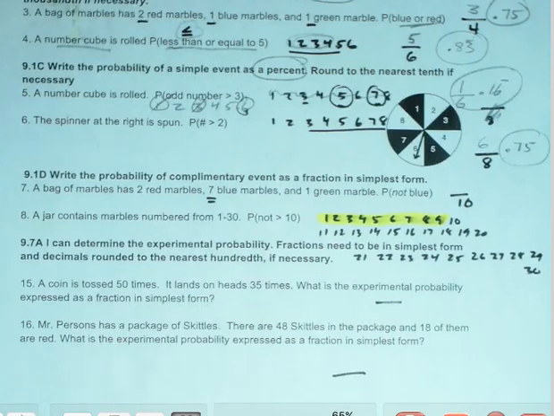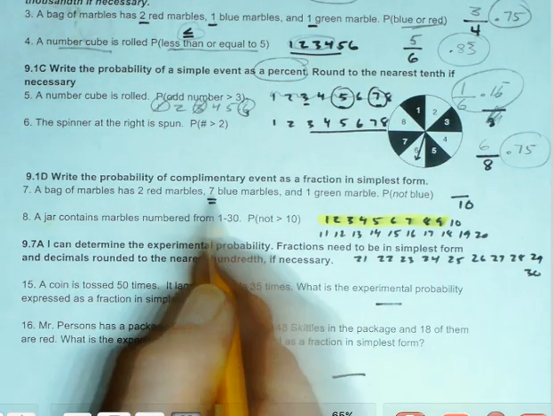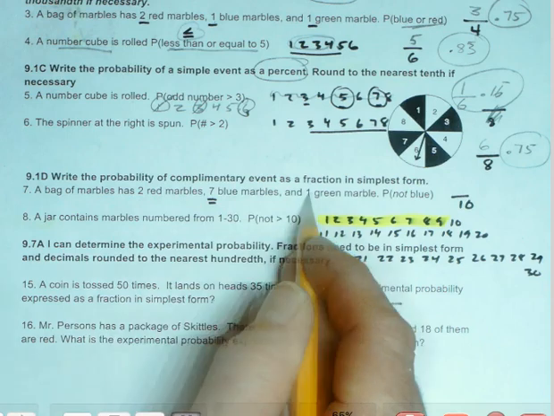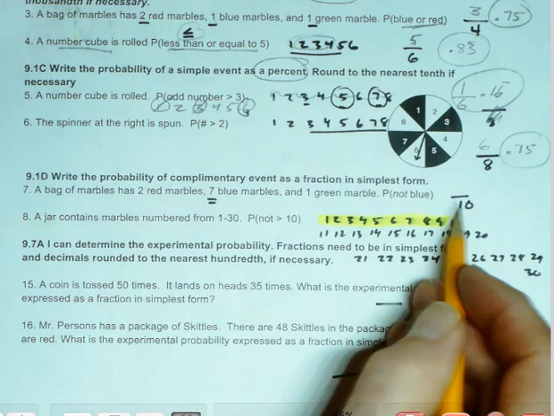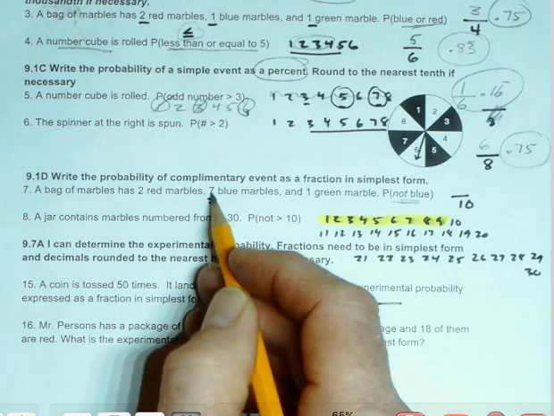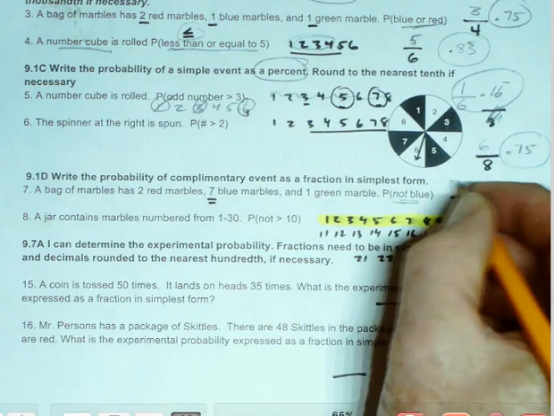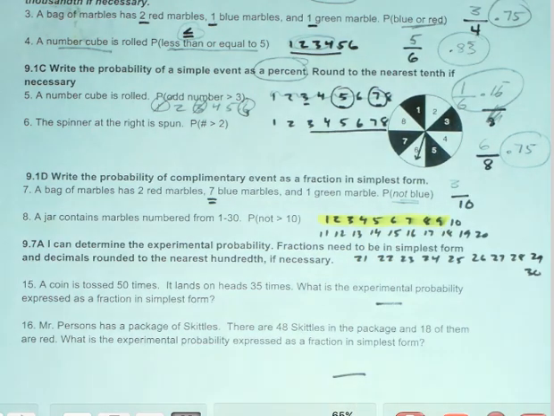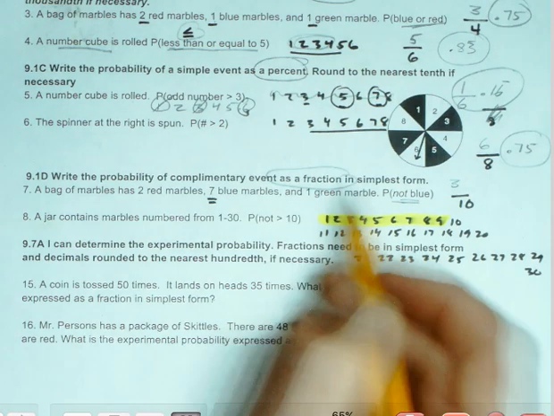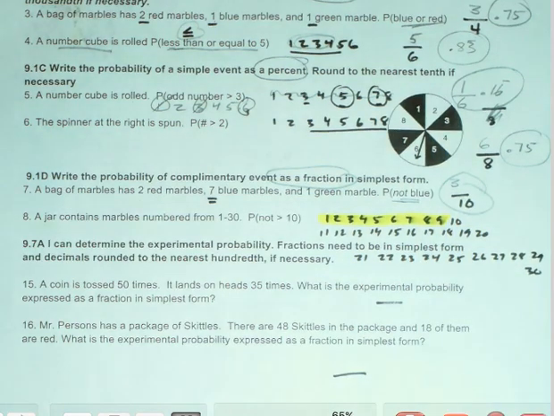Well, let's take a look here. We've got a bag of marbles. We've got 2 red, 7 blue, 1 green. So it looks like we have a total of 10. They want the probability of it not being blue. Well, if there's 7 marbles that are blue, that means there are 3 marbles that are not blue. So I have 3/10. And let's see, fraction in simplest form? And my answer is right here. And that is a fraction, and it is in simplest form.